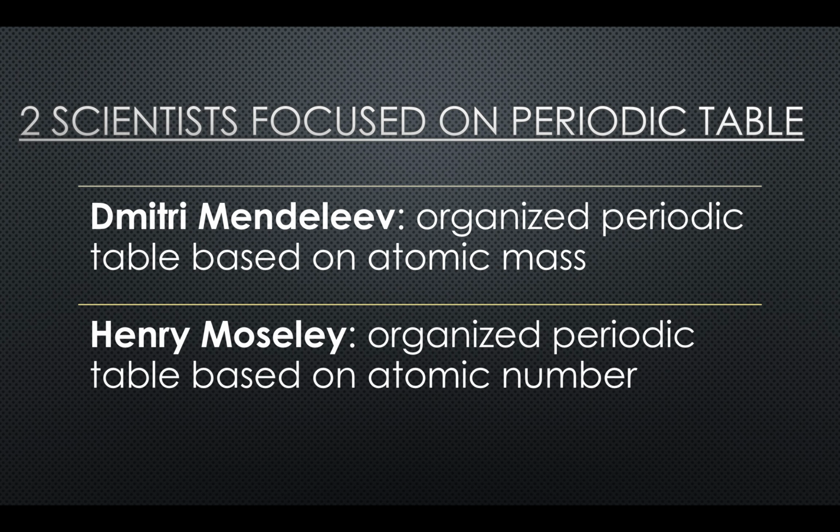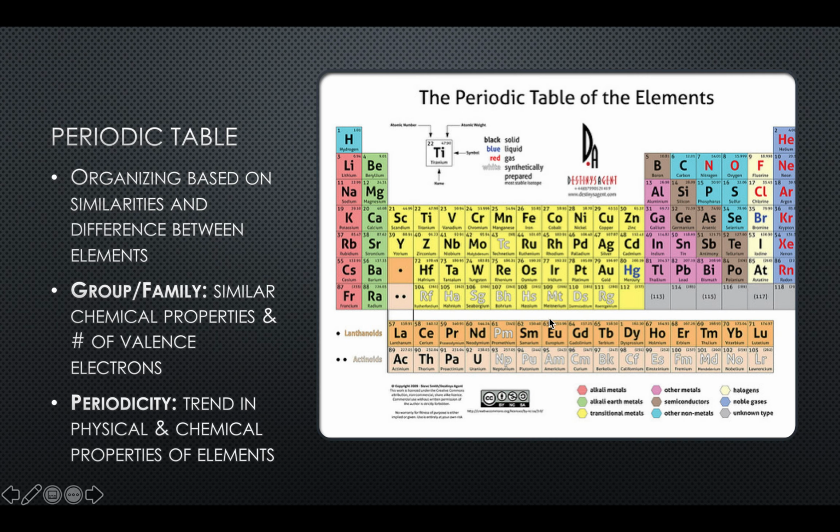Dmitri Mendeleev, whom we call the father of the periodic table, organized the periodic table based on atomic mass. However, the current periodic table is set up as Henry Moseley did it. He organized the periodic table based on the atomic number, or the number of protons. Those are the two scientists you must understand before we move on. Next, we have the periodic table.